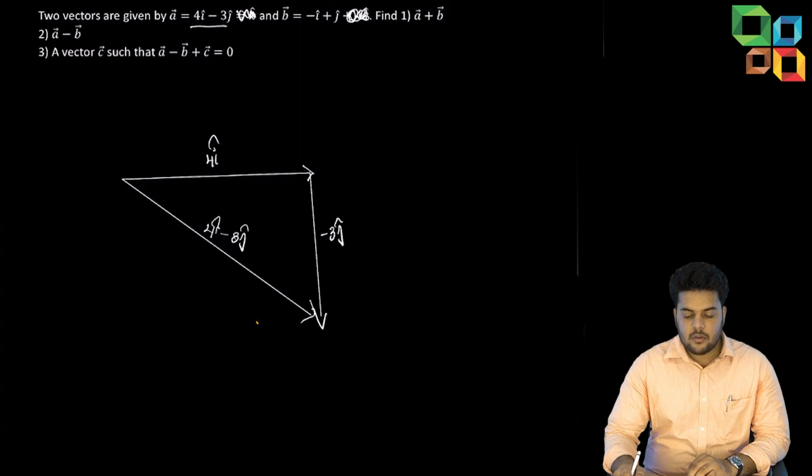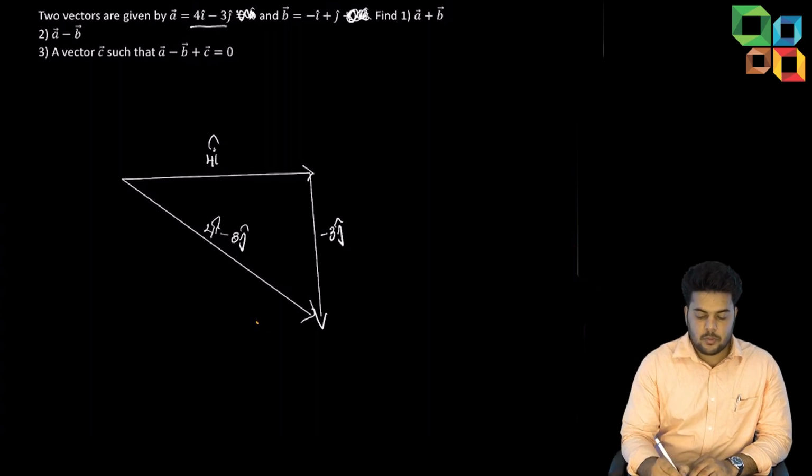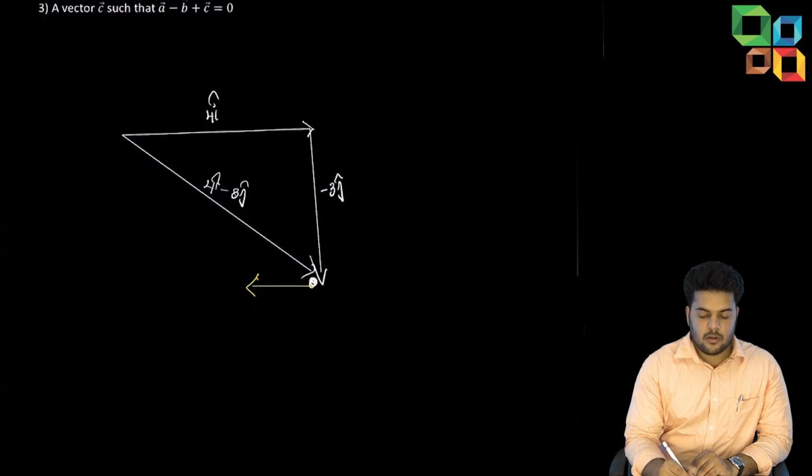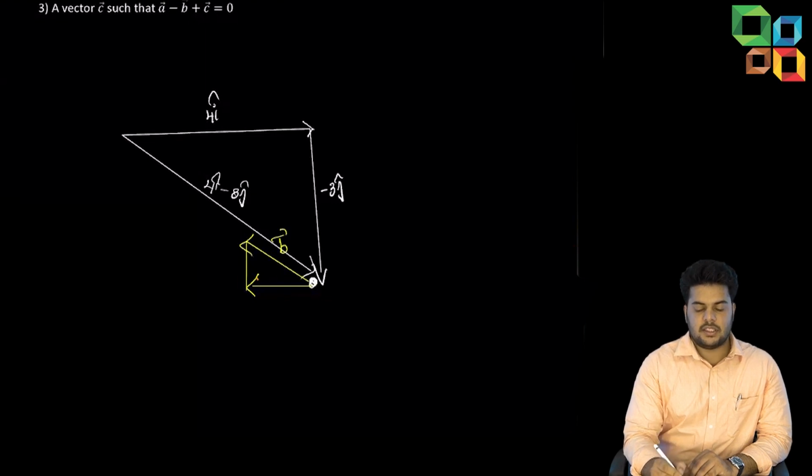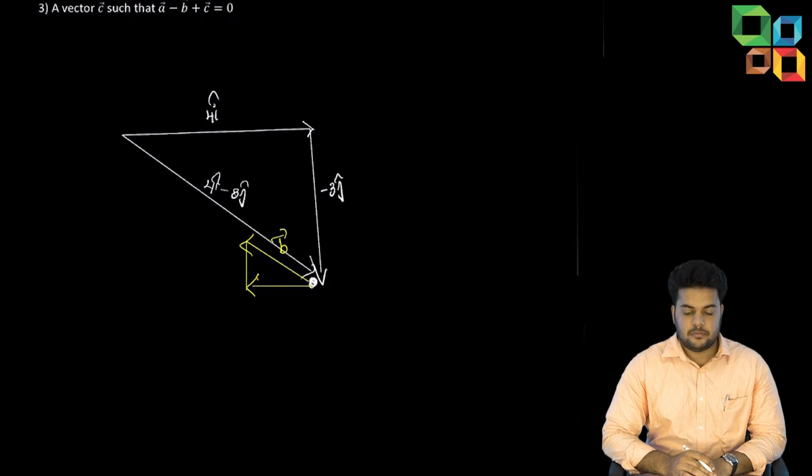What is B vector now? B vector is from this point now. So this is A vector. B vector is minus i, let me do it in yellow. Minus i, 1 step backward, plus j. Plus j is come 1 step up. So this vector over here is your B vector. Is that okay? Yes, sir.